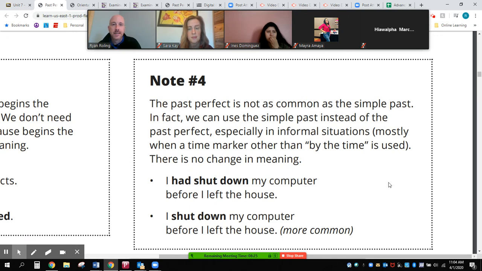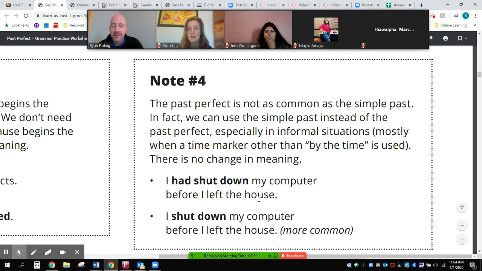Last note here. In real life, the past perfect is not a verb tense that we use as often as the simple past. And sometimes native speakers informally will use just the simple past even when they talk about 2 events in the past. So we can say, I had shut down my computer before I left the house. 2 events. First, I shut down my computer. Then I left my house. But informally and maybe more common, people will just say, I shut down my computer before I left the house. Okay?